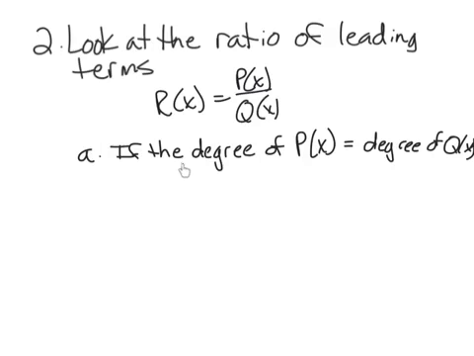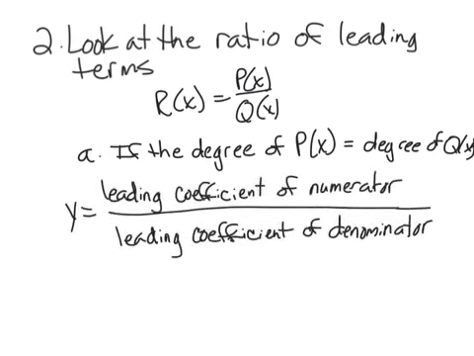The first case is if the degree of p of x is equal to the degree of q of x. If they have the same degree, what that means is for very large values of x, everything's going to divide away except the leading coefficient. So in the end, your horizontal asymptote is going to be the leading coefficient of the numerator, the coefficient of the highest degree term, divided by the leading coefficient of the denominator, the coefficient of the highest degree term in the denominator. That's if the degrees are the same, because everything else divides away.